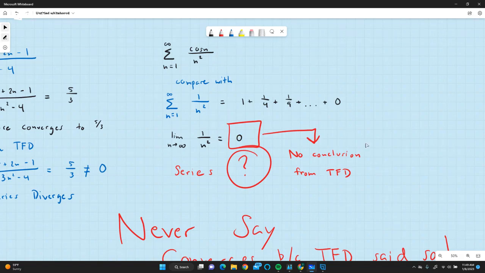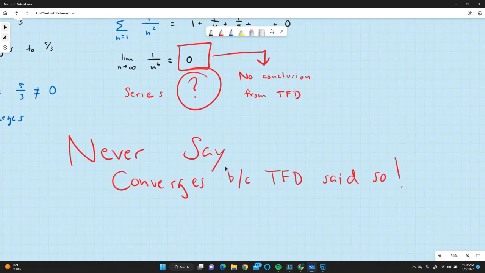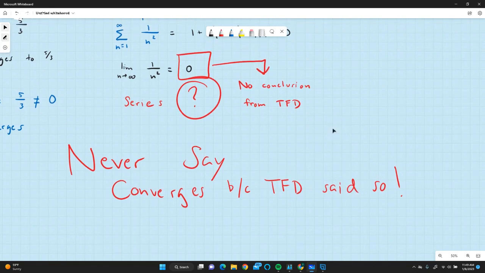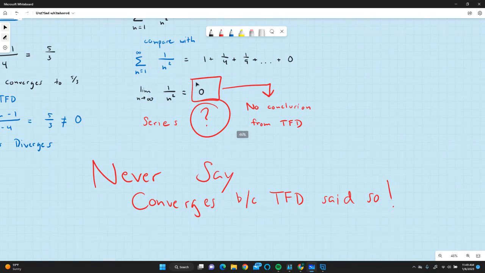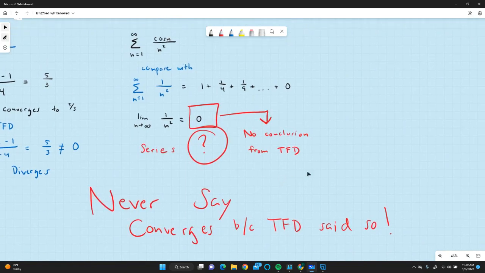So you cannot say, and I say never say, a series converges by the test for divergence. That is an awful thing to say because the test for divergence only proves divergence. It does not prove convergence. We have to do another test. So if you use a test for divergence and you get that the sequence converges to 0, no conclusion, we have to do another test. Essentially we wouldn't even use this test, but we haven't learned any other tests yet.